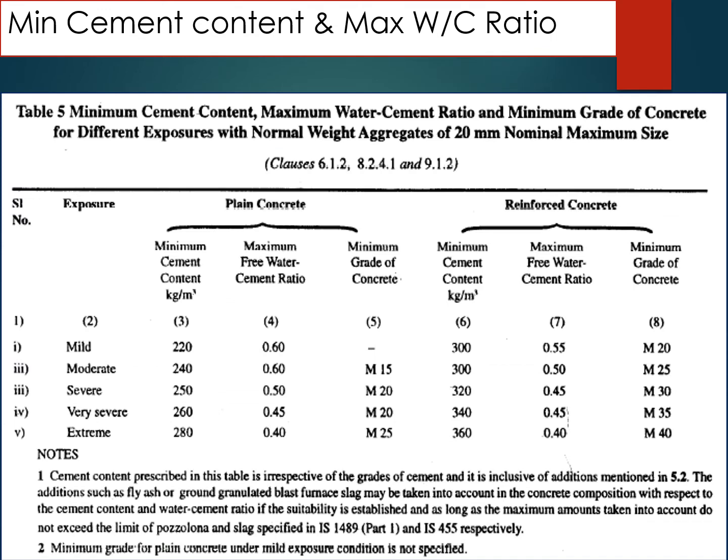Table 5 talks about the minimum cement content, maximum water cement ratio and the minimum grade of concrete for different exposures with normal weight aggregates of 20 mm nominal maximum size of aggregate. You have been given the exposure conditions, the minimum cement content and the maximum free water cement ratio for both plain as well as reinforced concrete, and the minimum grade of concrete to be defined as M15.